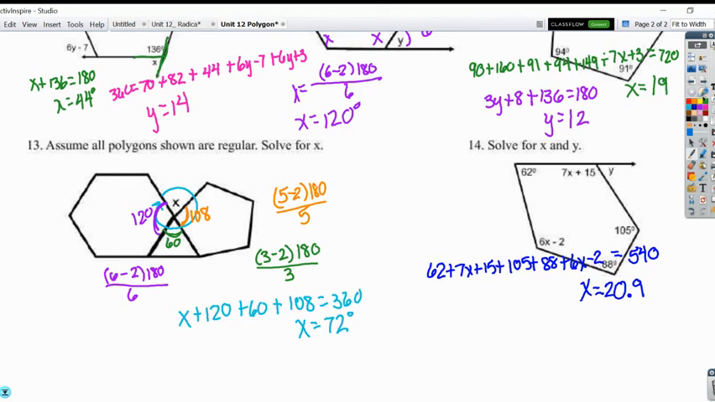We're going to plug this in to find our interior angle with the 7x plus 15. So 7 times this 20.9 plus 15 would leave us at 161.3. And then I hope you see that your interior and exterior angle have to be a linear pair. So we'll make sure that they have 180 total, which means that y is going to be 18.7 degrees.